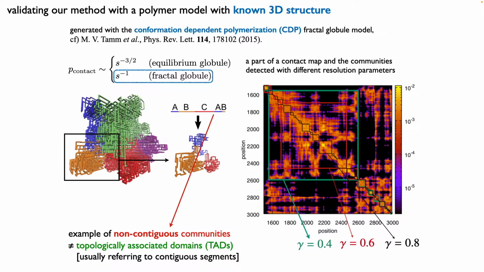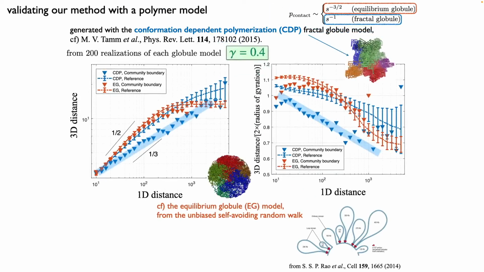The best part of using this kind of model system is, of course, we actually know the detailed 3D structure because we actually model it. So let's see if our community detection scheme successfully finds the compact structure of this model polymer system. The plot on the left shows the scaling of the 3D distance versus the 1D or sequence distance inside the detected community. And as you can clearly see here, the 3D or Euclidean end-to-end distance for community boundaries is systematically shorter than the random counterparts.